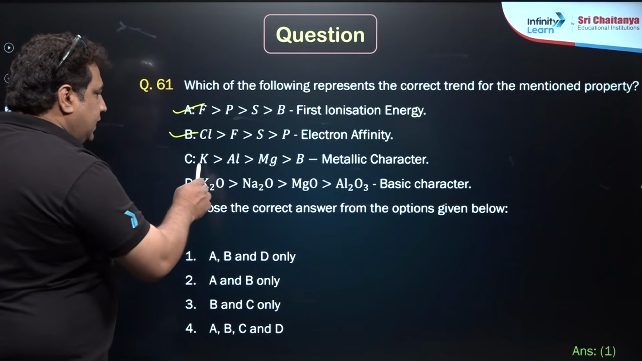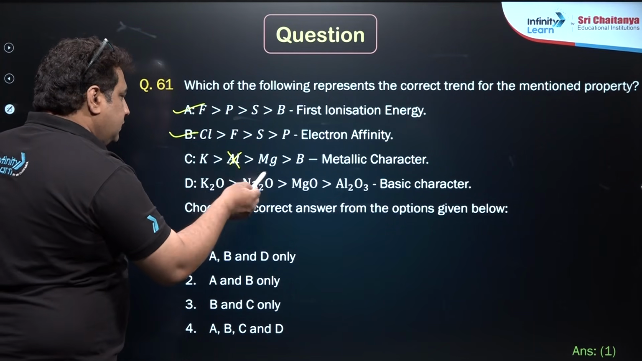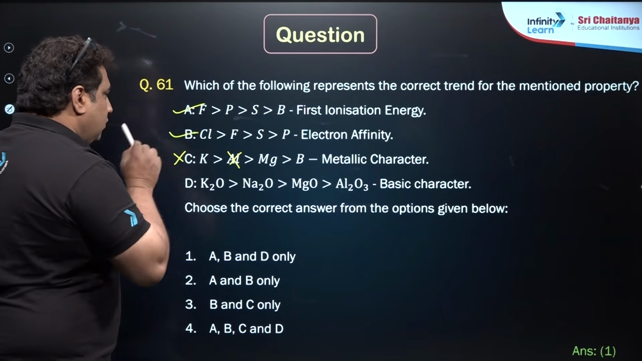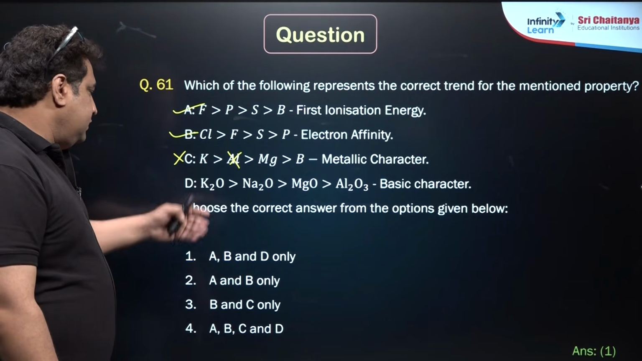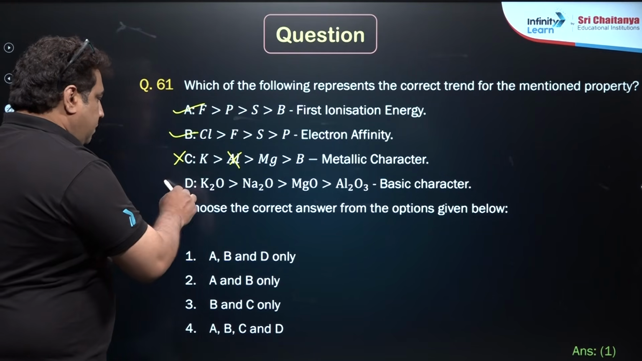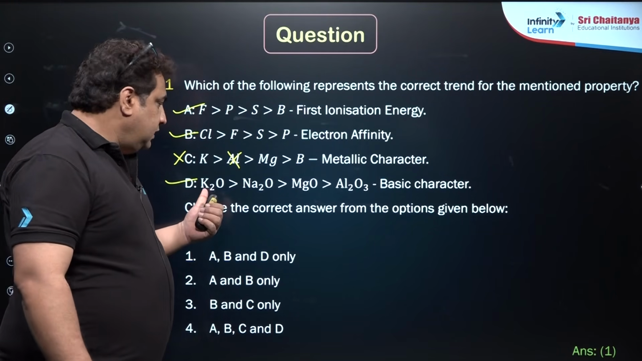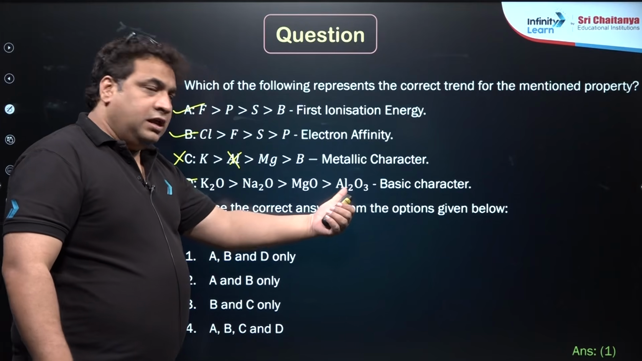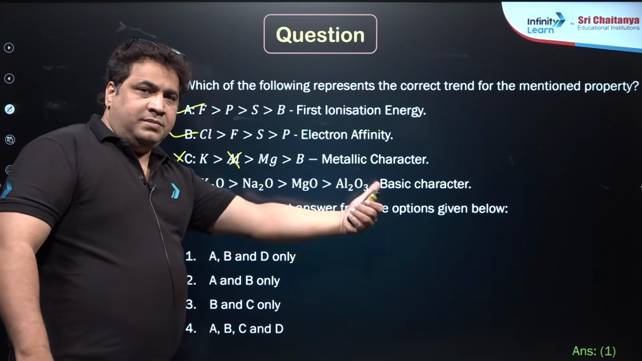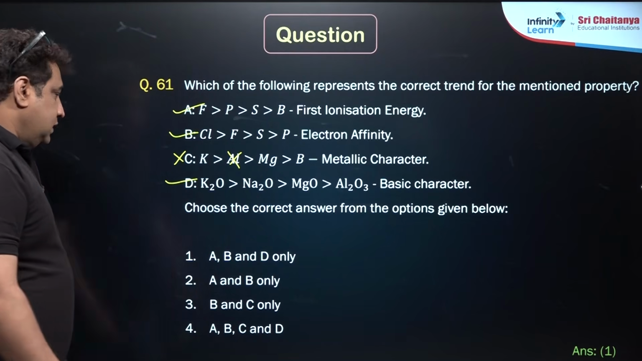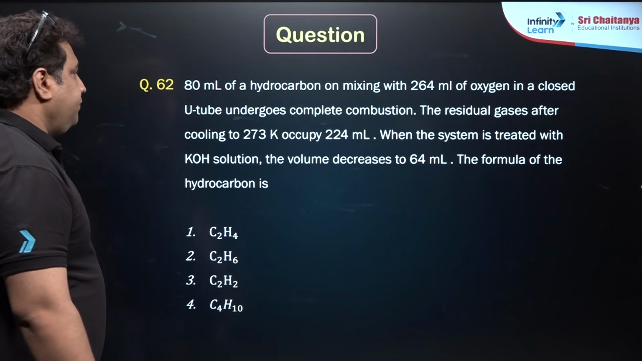Next, metallic character, potassium, no, after potassium then magnesium will come, so this is a wrong statement. Next, basic character, K2O, Na2O, MgO, Al2O3, yes, correct, because on hydrolysis this will give potassium hydroxide, sodium hydroxide, magnesium hydroxide, aluminum hydroxide, amphoteric, from basic it is becoming amphoteric, correct. So, answer is option ABD.